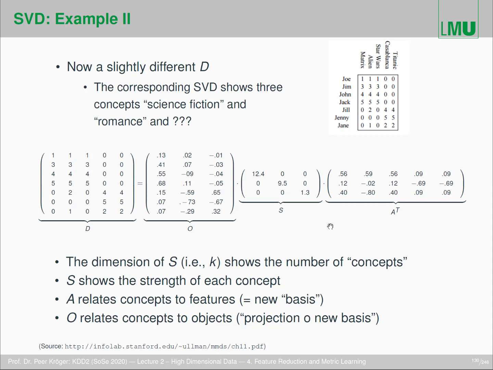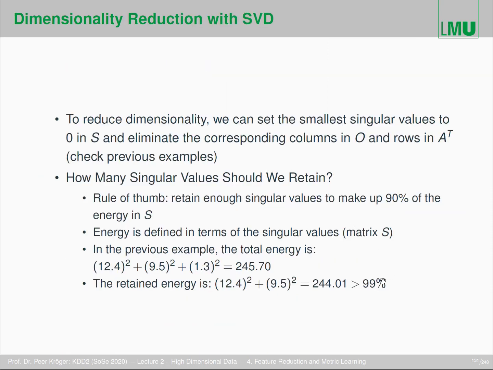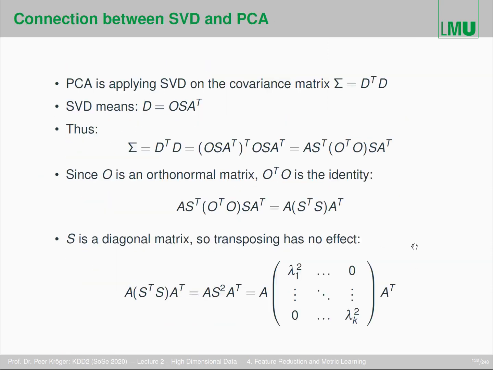But we don't lose too much, obviously, as the numbers suggest. So now the interpretation. Why is PCA a specialization of SVD? Well, if we have a look at PCA, we can apply SVD. PCA is actually applying SVD on the covariance matrix sigma, which is the normalized data matrix D transposed times D. Why is that?